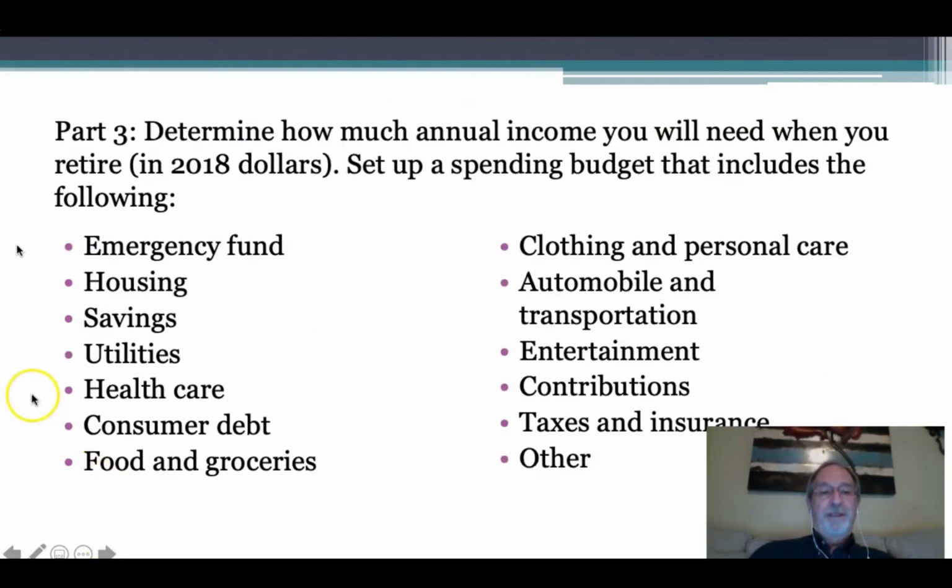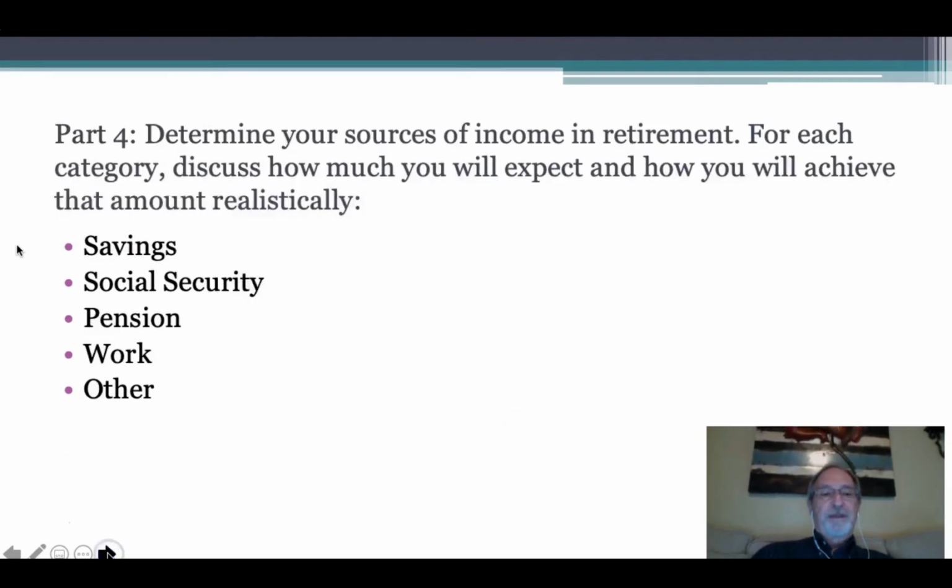The third part is a little bit more detailed and will require some more work. I want you to figure out how much money you're going to need after you retire, looking at it on an annual basis. But think about having all these things that are listed here: housing, emergency fund, food and groceries, all those kinds of things. And again, base those on real numbers and real circumstances. The last part is to figure out, so where are you going to get your money from to pay for the things that you're going to be needing when you're in retirement?